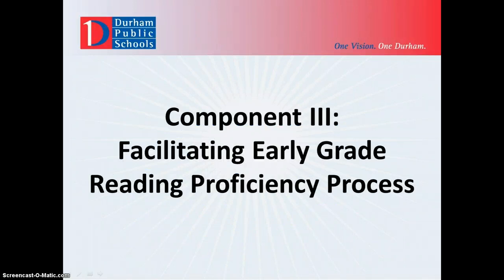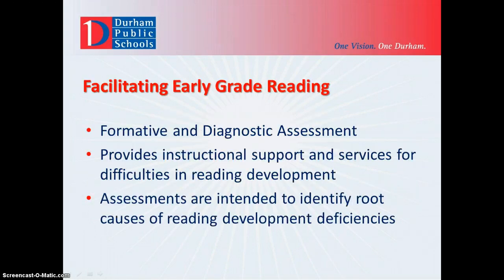Component 3 of the Read to Achieve law is facilitating early grade reading proficiency process. What this component really means is a series of assessments that are given to students in kindergarten through 3rd grade throughout the year. These assessments are both formative and diagnostic. Formative assessments mean that they are ongoing throughout the school year, and diagnostic means they identify the instructional needs of the students.